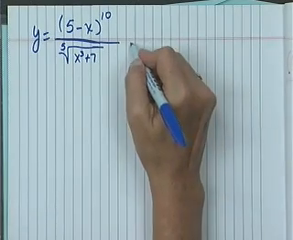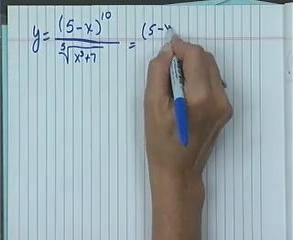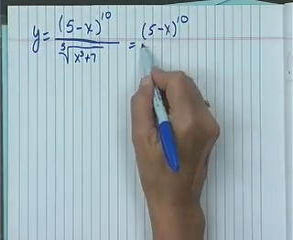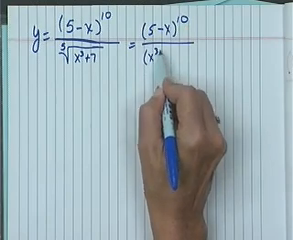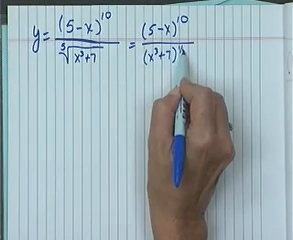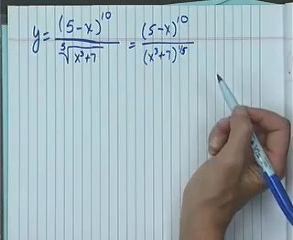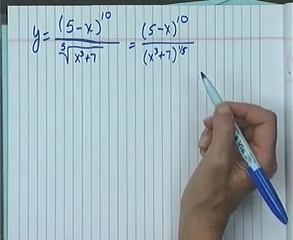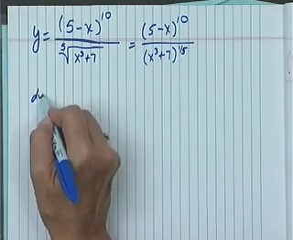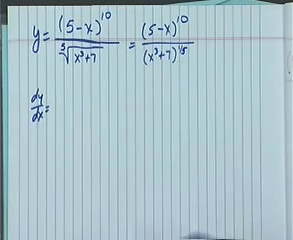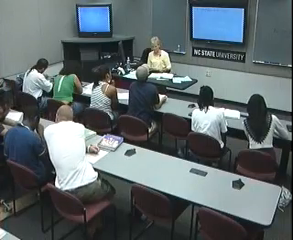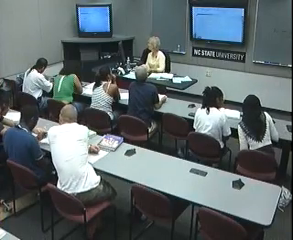Check your neighbor. Actually, I need to get somebody's paper. Can I have your paper? All right. Let's see if we can see this.